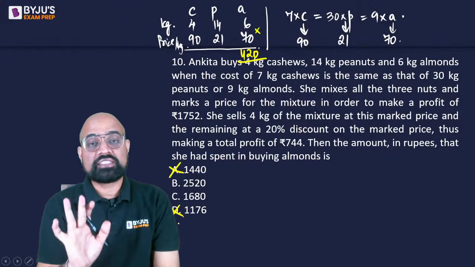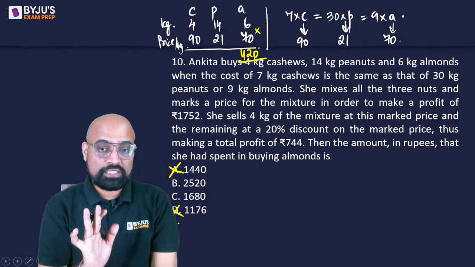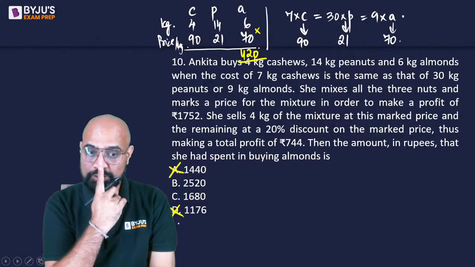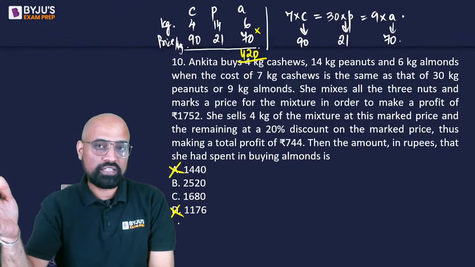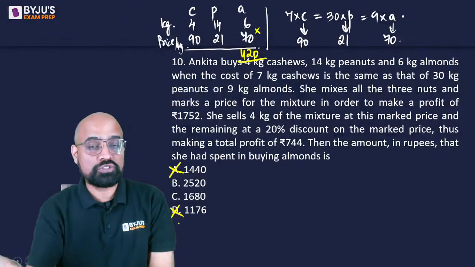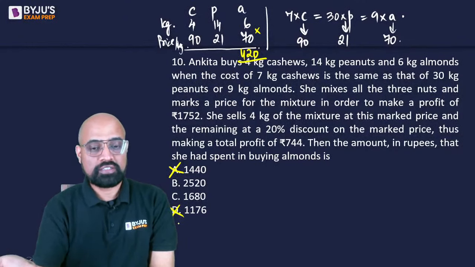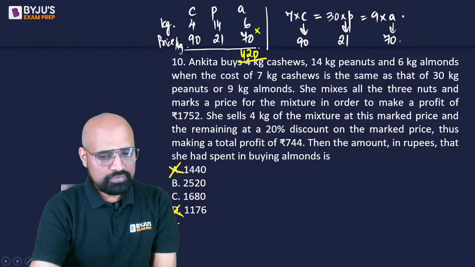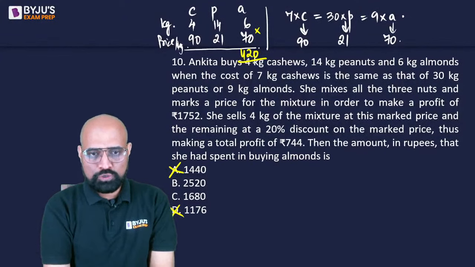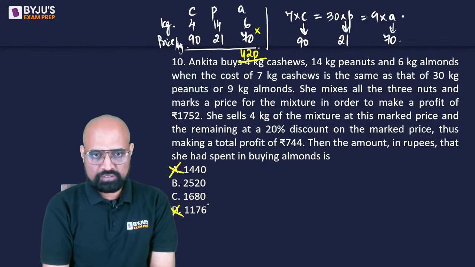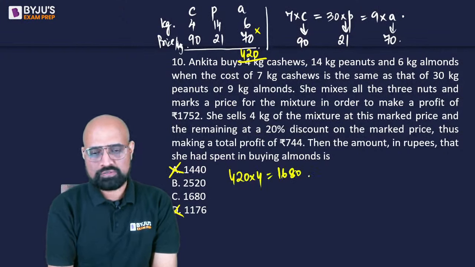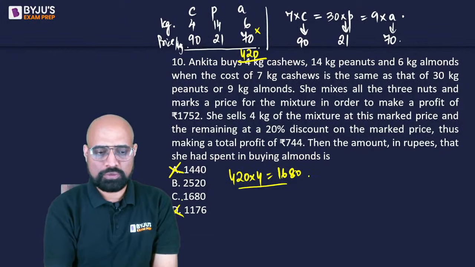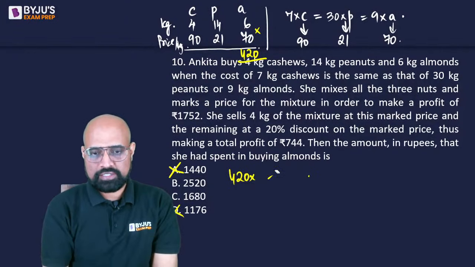Now between B and C, the best approach should be to use the options rather than solve it, because I believe there's a lot of mark price and the markup percentage is not known because we don't know the actual cost price. So let's go with the options. What's the simpler option for 420? 1680 is 4 times, right? 420 into 4 is 1680. So I'll start with option C and see how it works out.